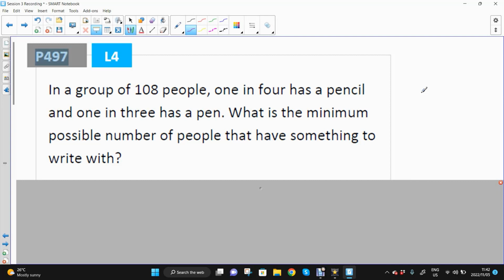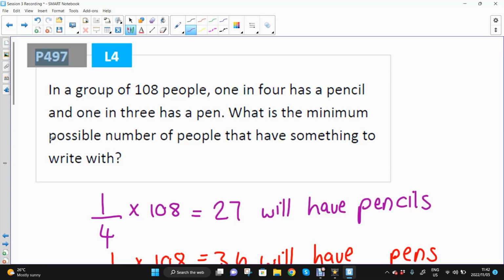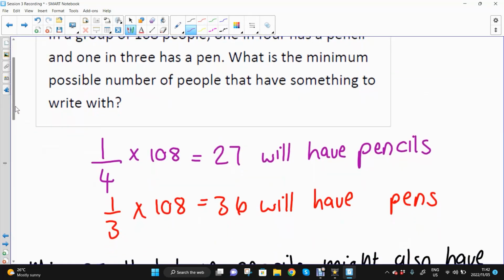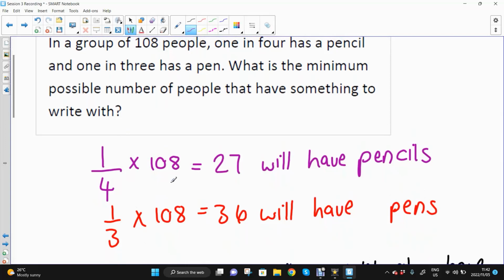Now this can be solved in quite a few ways, and I think I'll discuss both with you. But just looking at logic here, I worked out, if 1 out of 4 people in this group is going to have a pencil, I wanted to know how many out of the 108 people will that be. So I said a quarter of the 108 people will have pencils. And if you work that out, that gives you 27 people.